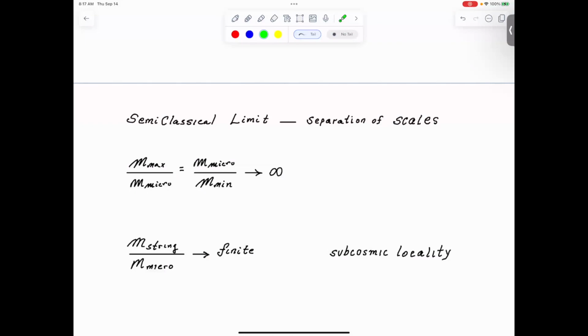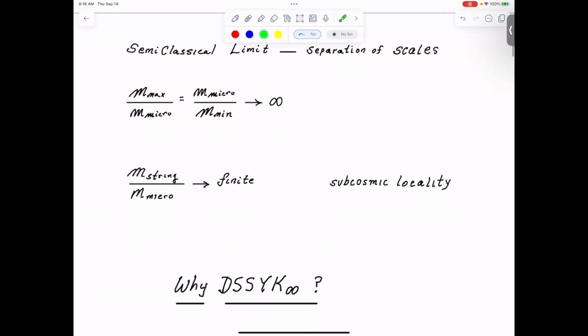Incidentally, that assumption is tantamount to what I'll call subcosmic locality. If we take the string scale to be a measure of the non-locality of the physics, then if the string scale is in fixed relationship to the microscale, it means in the semi-classical limit that the string scale becomes infinitely small on the cosmic scale. So we can call that subcosmic locality. It's the analog of sub-AdS locality in AdS.